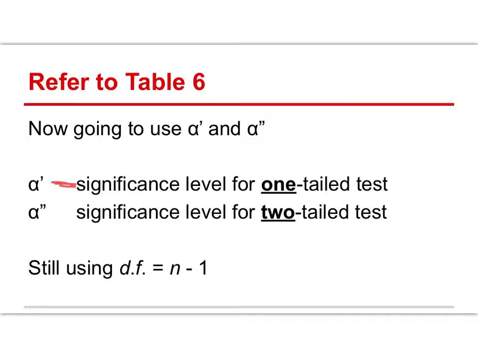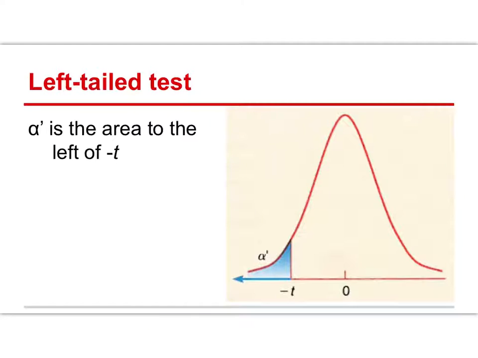This is for when we are doing a significance test based on a one-tailed test. When we are doing a two-tailed test, in other words, when the alternate hypothesis is something in regards to mu being not equal to a number, that's when we will use the alpha double prime row. And as I said before, we are still using n-1 for the degrees of freedom. So degrees of freedom are still at the heart of what we're doing here.